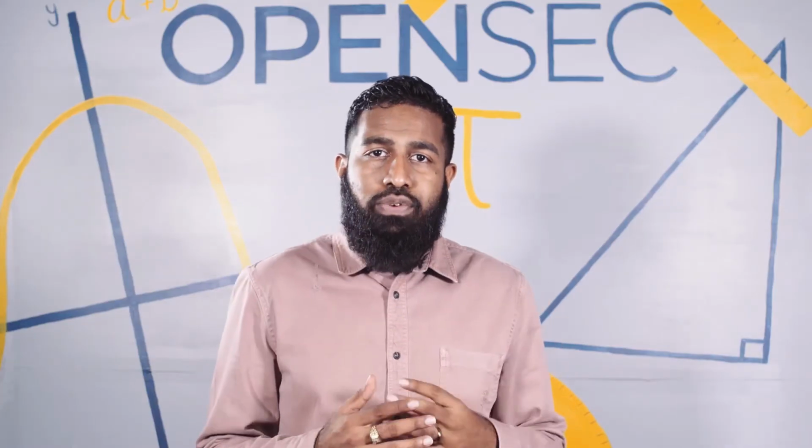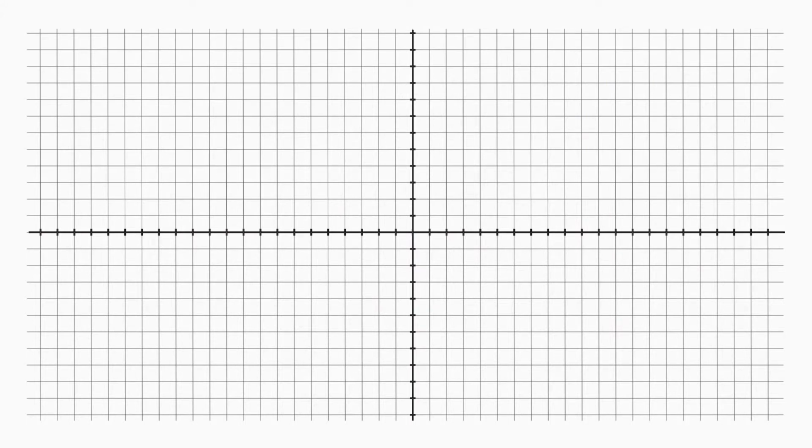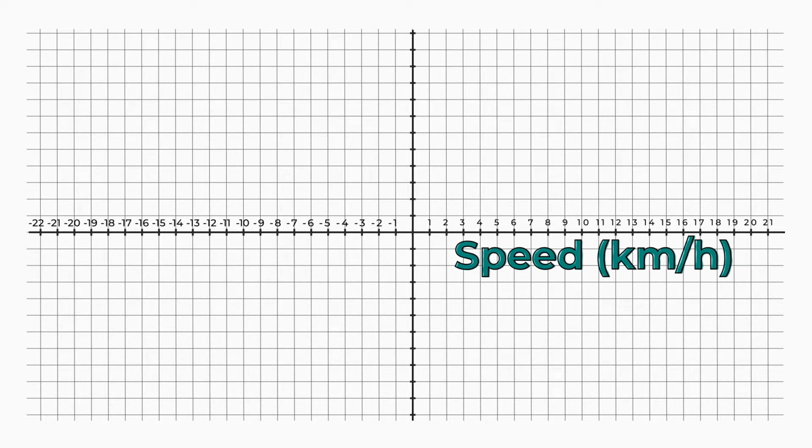Number four, vectors can be represented on a graph. Here we have our Cartesian plane, as they are fancifully called. On a Cartesian plane, we have an x-axis that runs horizontally, and we have a y-axis that runs vertically. Y'all remember that, right? Let's plot this graph using our velocity vector from earlier. Let's put our speed in kilometers per hour on the x-axis and our direction in degrees on our y-axis.